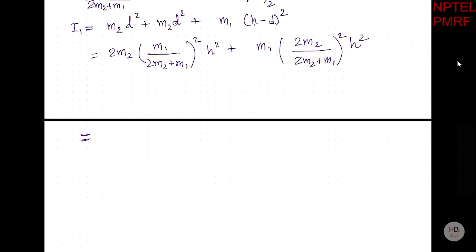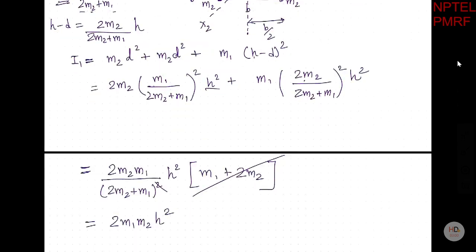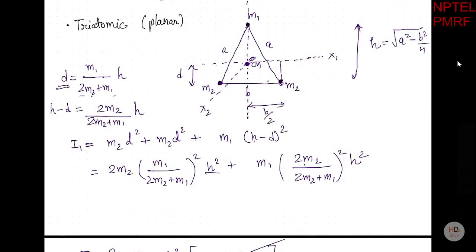Again you can take something common. So you have 2 m2 m1 common. The denominator is 2 m2 plus m1 whole square. This h square is also taken common. So now what we are left with is 1 m1 and 1 2 m2, right? And that is exactly this denominator, so it gets cancelled, and you have 2 m1 m2 h square. Okay, good.